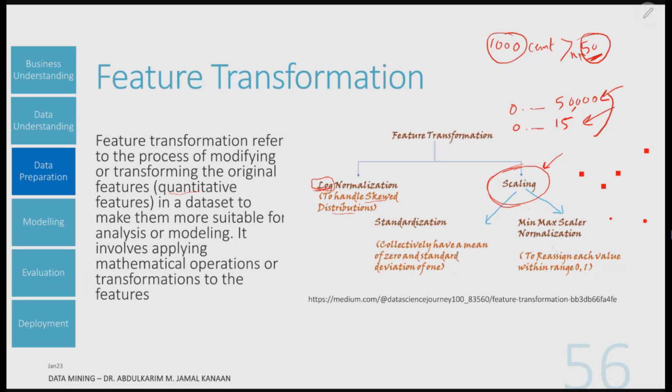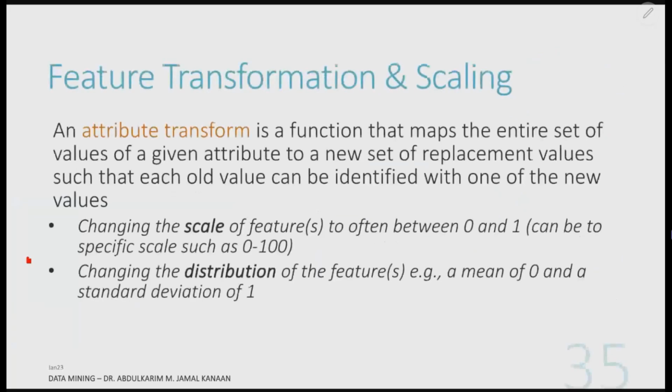So in this case, in order to solve the problem, we apply feature scaling. How about instead of having the scale for the first feature between 0 and 50,000, we make all of the values between 0 and 1.